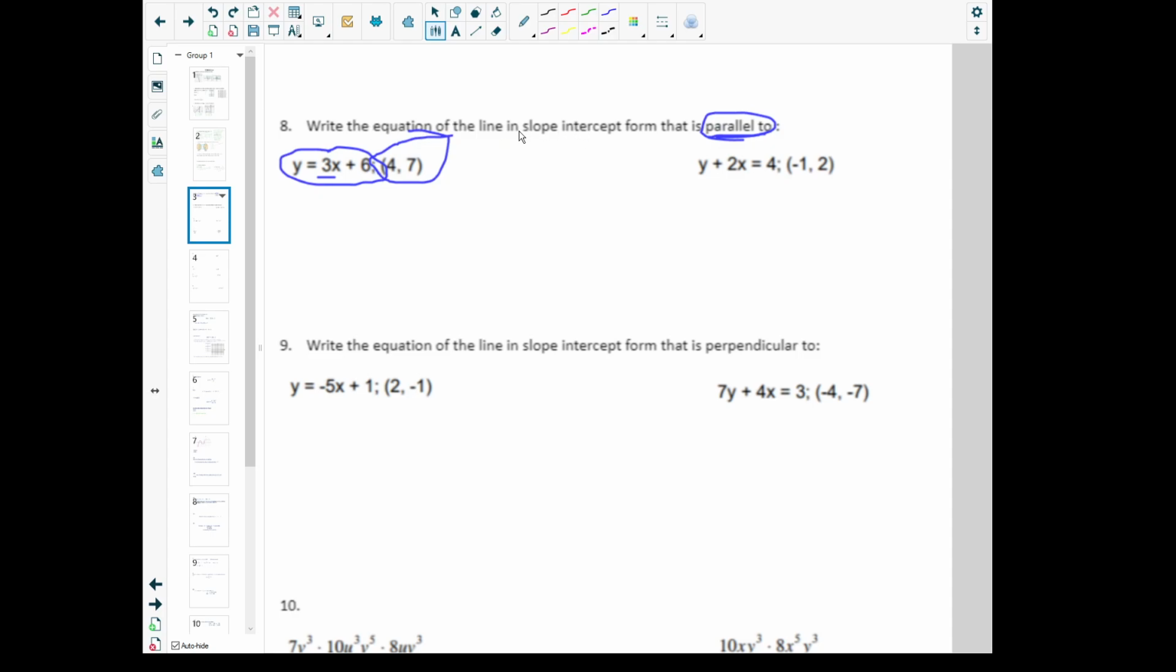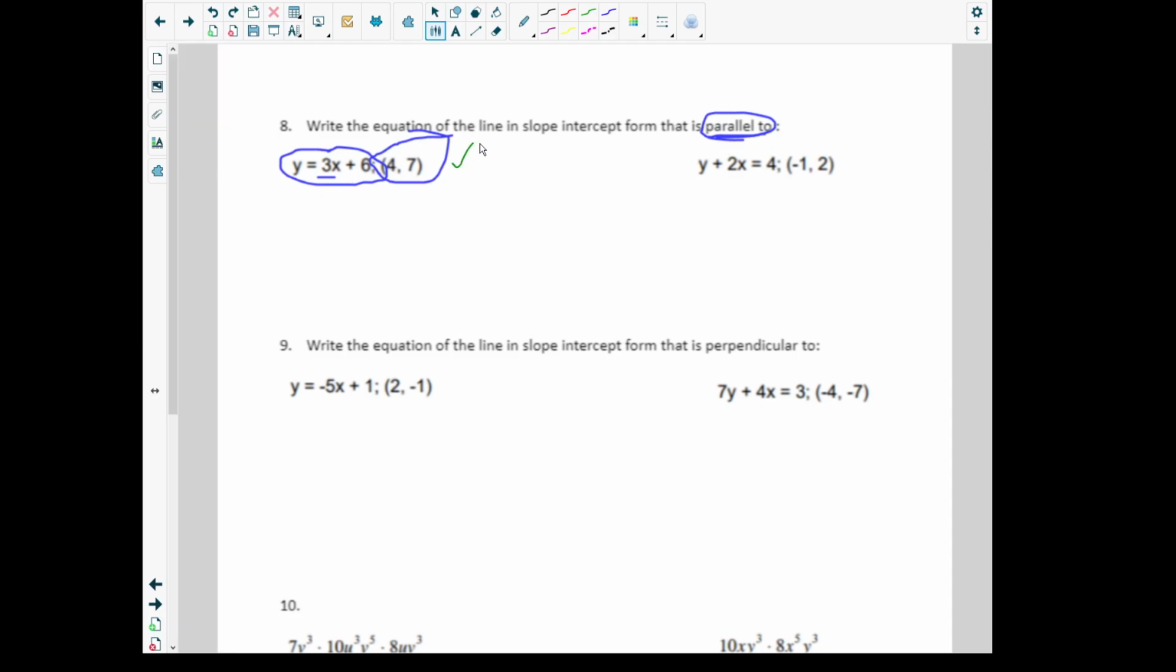Write the equation of the line in slope-intercept form that is parallel to these lines. So I'm not going to do 8 because I think we did this one in class, okay? So we did this one in class just to save a little time. But they're the same thing. So whatever I do here, you can do for this one too, okay?